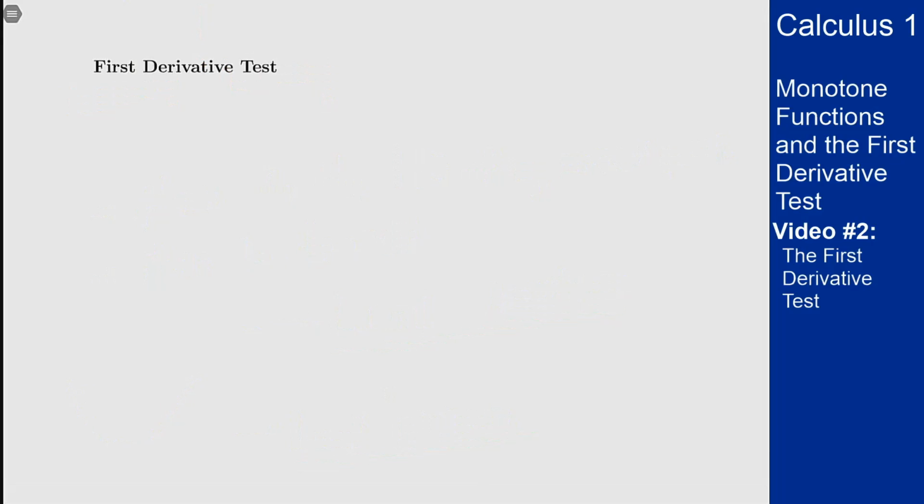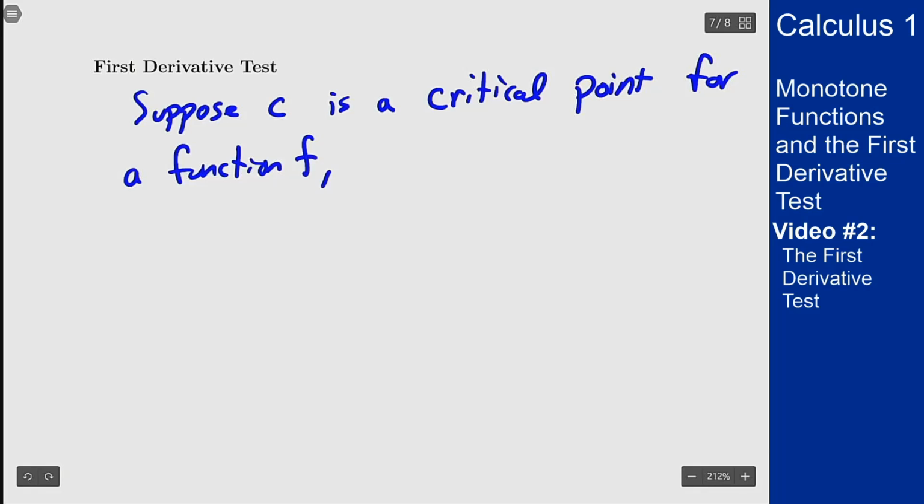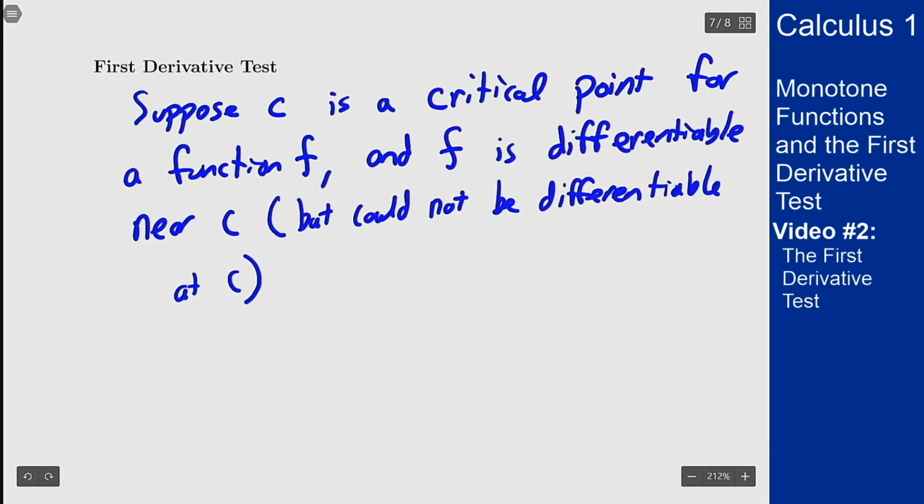What's the idea of this test? So let's suppose we have a critical point C for our function, and that f is differentiable near C, with possibly the exception of not being differentiable at C. Right? If I have a corner or a cusp for a critical point, that's going to be a place where it's not differentiable, but I can still apply this test to it as long as everywhere nearby is still fine.